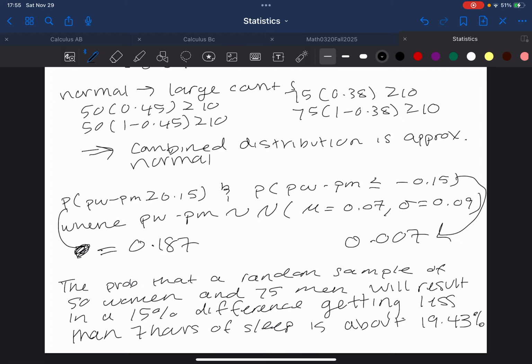19.43%, because what we need to do for each of the values that we got is we need to add them together. So 0.187 plus 0.007 is about 0.1943, or approximately 19.43% chance that a random selection of 50 women and 75 men will result in a 15% difference getting less than 7 hours of sleep a night.